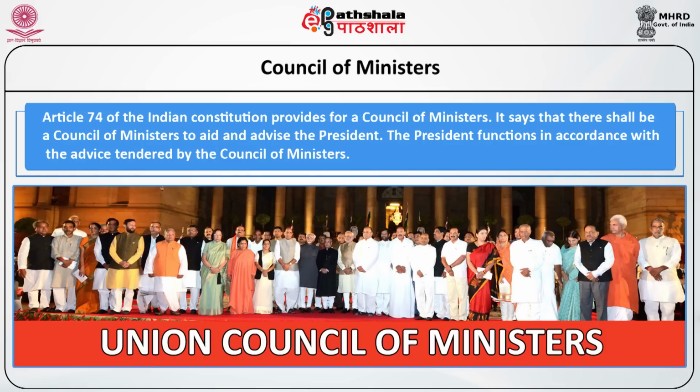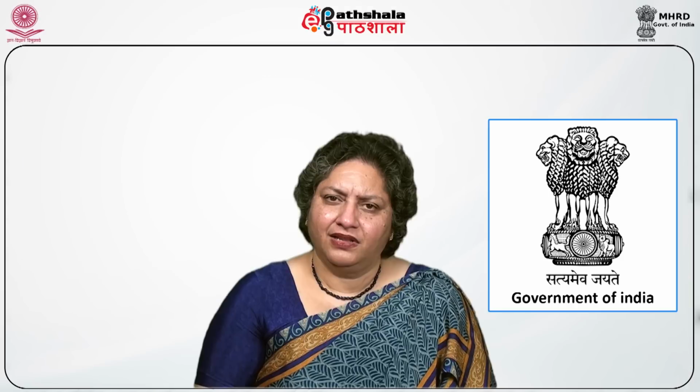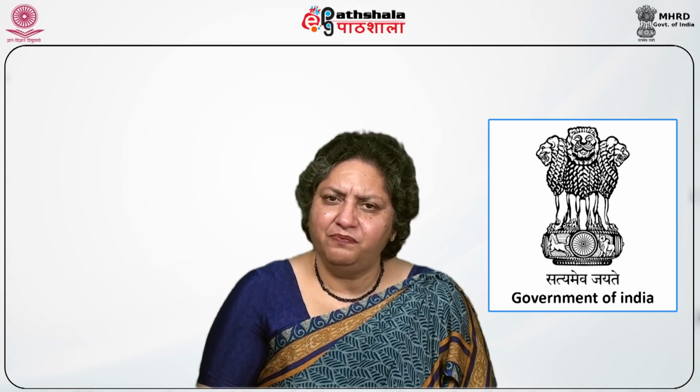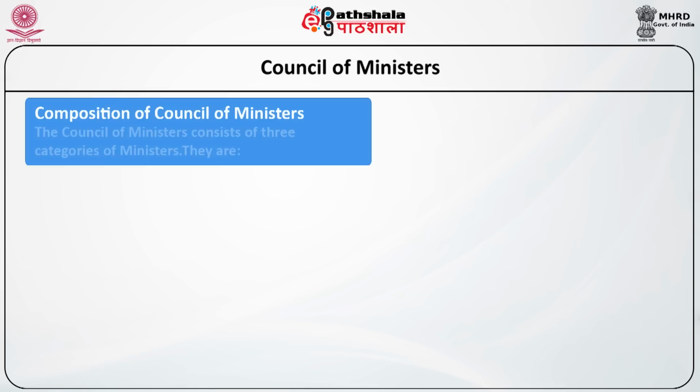Article 74 of the Indian Constitution provides for a Council of Ministers. It says that there shall be a Council of Ministers to aid and advise the President, and the President functions in accordance with the advice rendered to him by the Council of Ministers. Let us now discuss the composition of the Council of Ministers.